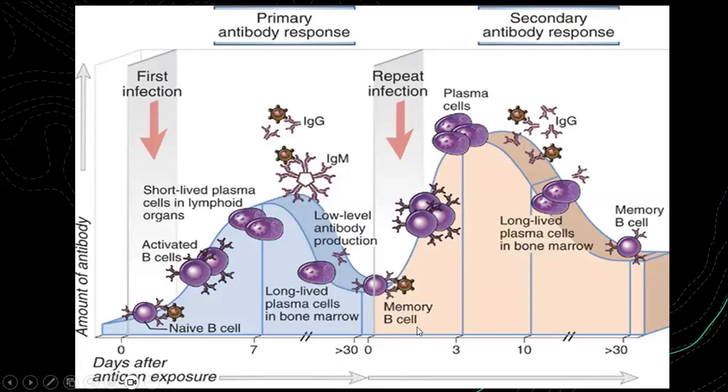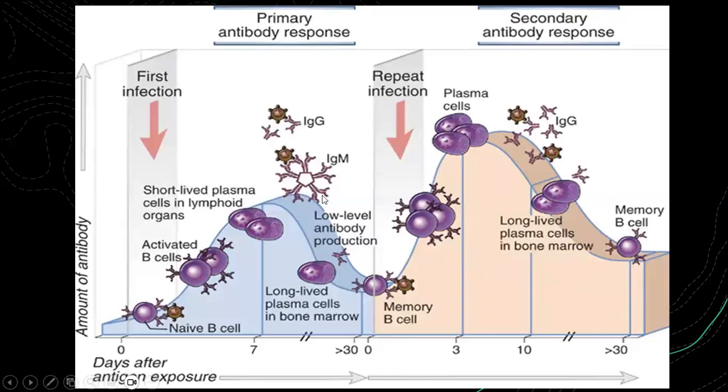But when you get a second infection with the same antigen, the same pathogen, you get a more rapid response. So if you look at the gradient of this graph, you realize that it's way less steep than this one. This one is steeper. That's because you get a quick response and then you produce more plasma cells, and these would pump out antibodies. And the antibody that's produced in the secondary response is IgG and not IgM.